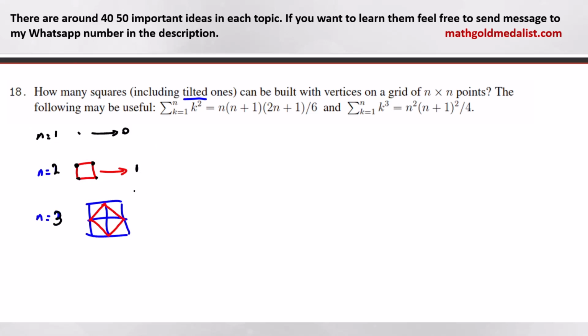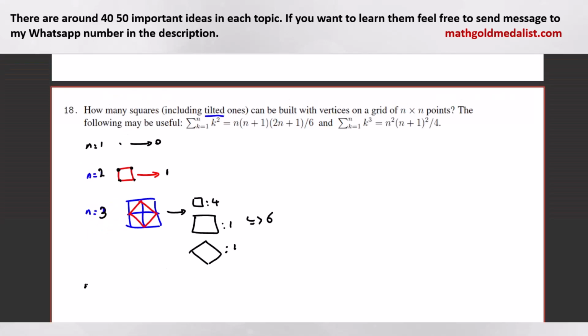For N3, the answer is what? 1, 2, 3, 4, 5, 6. How 6? Understood why it is 6? Yeah. Look, let me tell you. 4 1 by 1s, okay? 2 by 2 will be 1. Also, this one we have, it's 1, so it will be 6. Understood?